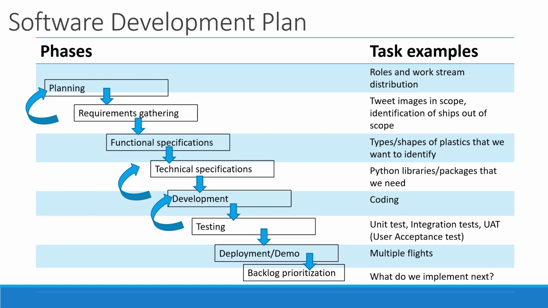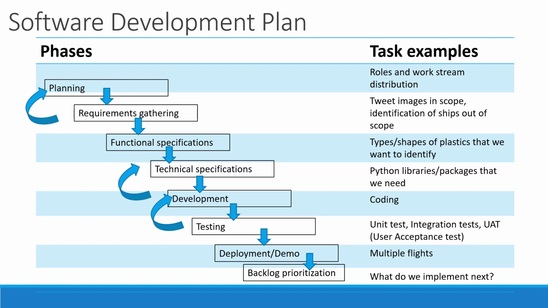For the software development plan, we made a diagram of phases plus examples to connect to each phase. For the first phase, planning, an example would be roles and work stream distribution. So we would be planning the design and how we're going to implement each subsystem to our final demo.